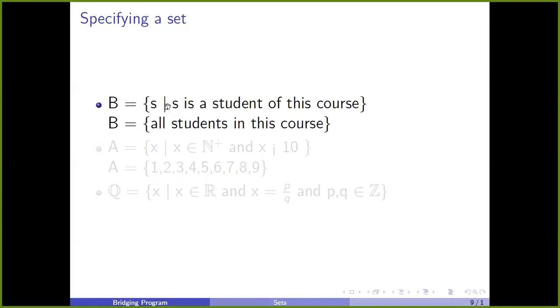But a more rigorous mathematical way of doing it is this: in this set B, I have these S's such that, and you should read this line as "such that S is a student following this course." So what am I saying? In my set B, I have S's such that S is doing the course. So if the student S is doing the course, then he is in this set B. That is what this means.